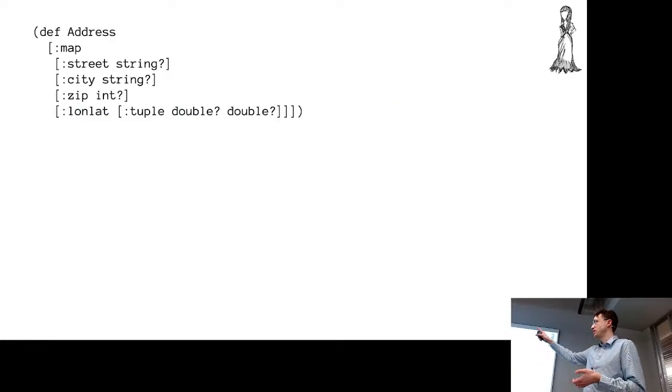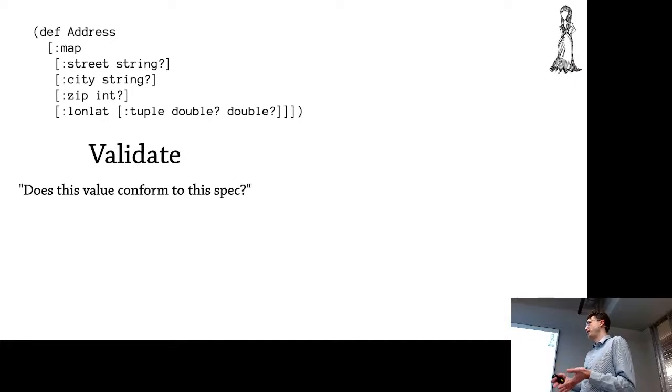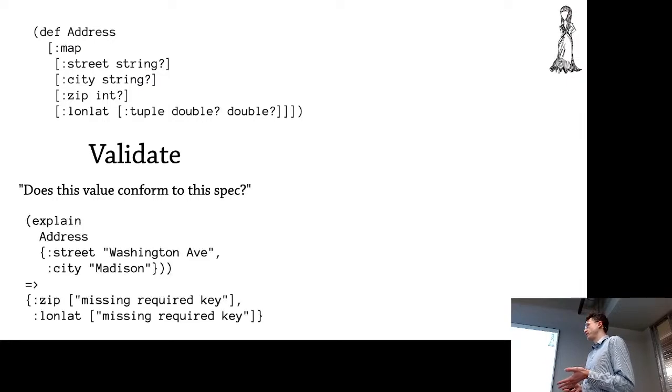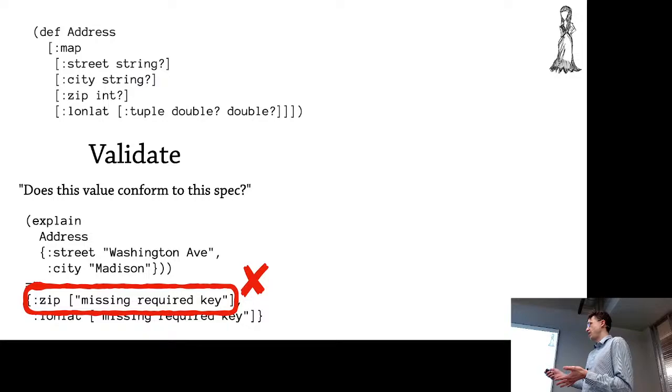So let's put this address spec up on the top left. What can you do with this spec? The first thing you can do is validate values. You can ask questions like, does this value conform to this spec? For example here, I've intentionally forgotten to put a zip code in my address, and it doesn't conform to the address specification. So Malli here will say, hey, this value is missing a zip code, and it's actually this value here that I'm pointing to that needs a zip code.